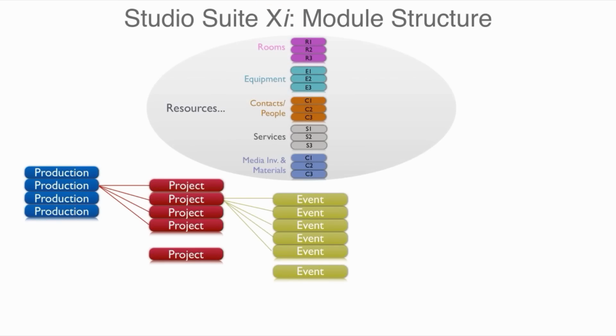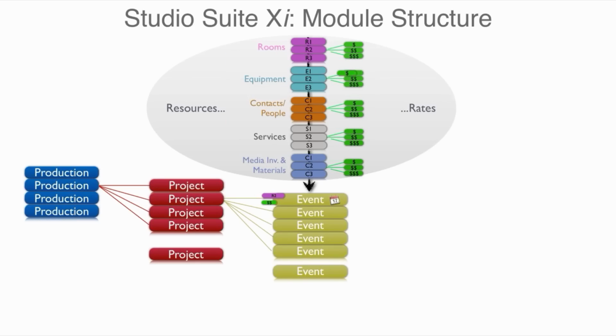because in order to have an event, you've got to have resources, and those are your rooms, your equipment, your contacts, your services, those media inventories or materials, and the rates that go along with them. So this could be hourly rates, daily rates, weekly rates, client-specific rates, and so on. And when we apply any of those resources that we're going to be creating today, along with a rate, along with the date and a time. That's what we call an event.